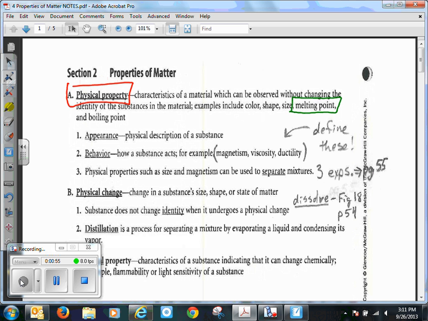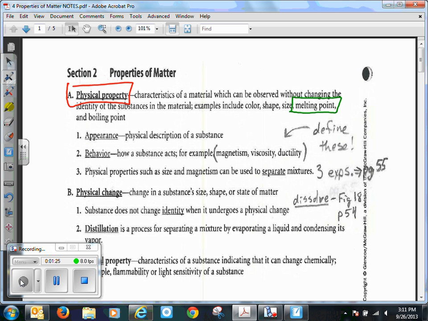So melting point is the temperature, under some standard pressure, at which something will change from a solid to a liquid. And then boiling point would be something changing from a liquid to a gas. Evaporation is also another part of changing from a liquid to a gas, but it's different than boiling point. We will talk about that later too.